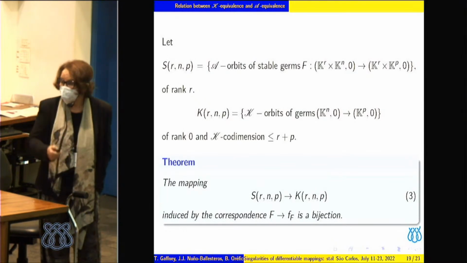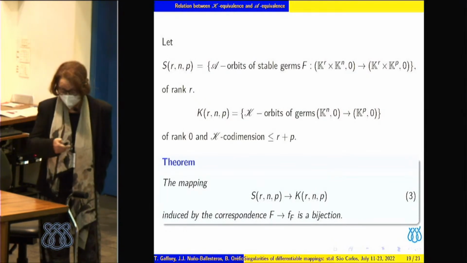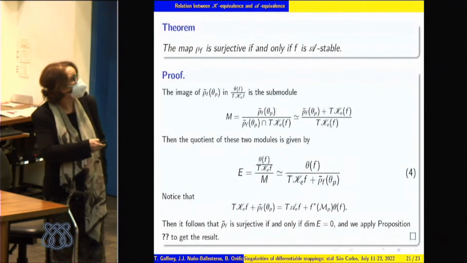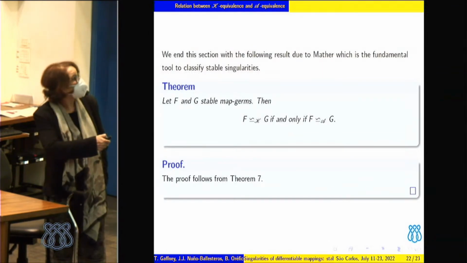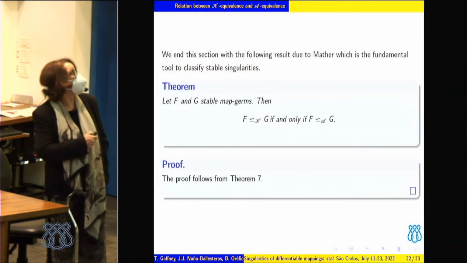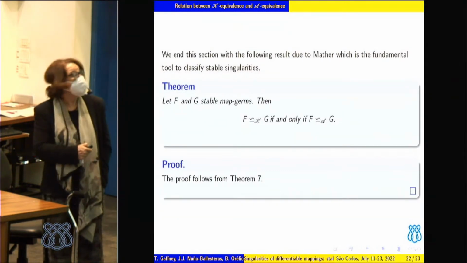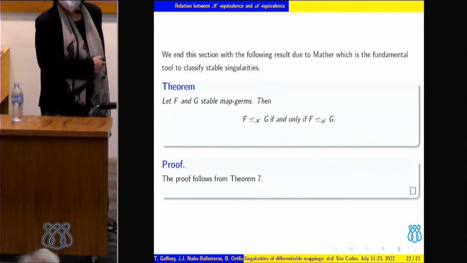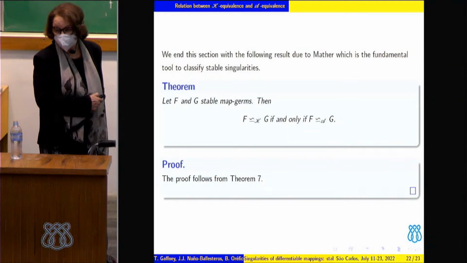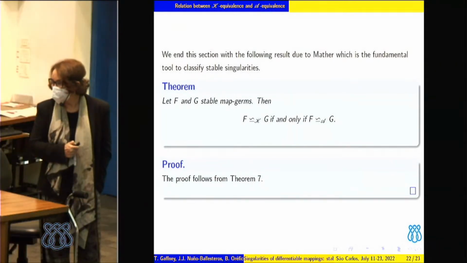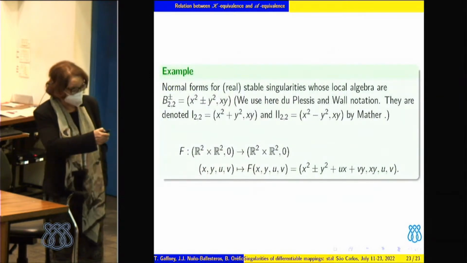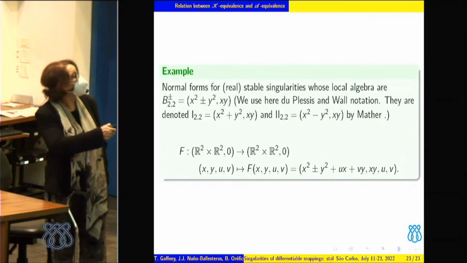And being a bijection, as a corollary, we obtain the result that Roberta mentioned, that if you have F and G stable map germs, then they are K equivalent if and only if they are A equivalent. Right? It's a direct consequence of the correspondence between the sets. And that's it. Finally, here we have this example again.